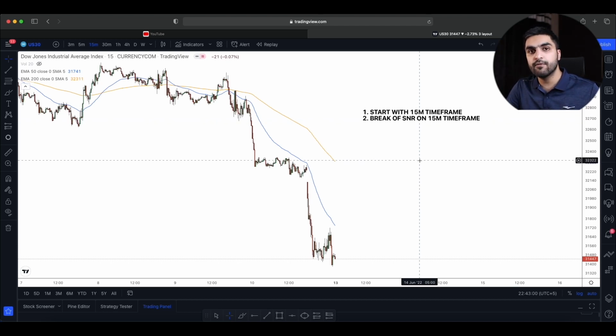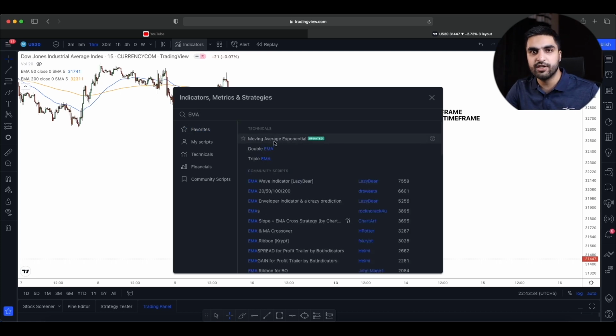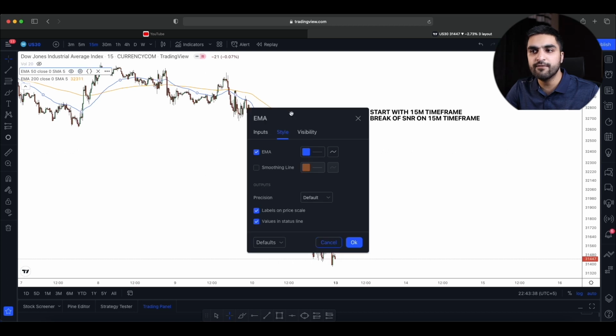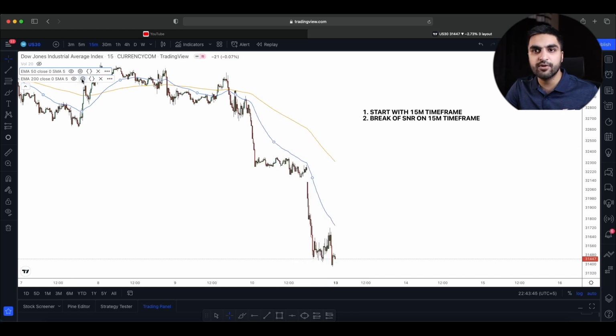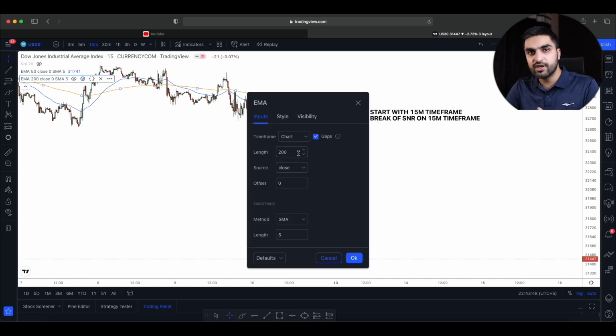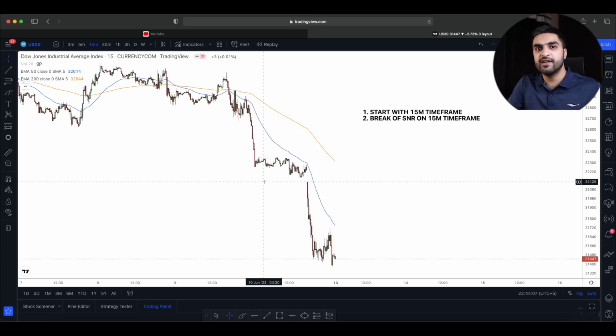Once we find the break of support and resistance on the 15-minute time frame, we have to confirm that with the help of 2 indicators. Now we will be using 2 exponential moving averages. I have already added them, but if you want to know how, go to the indicator section, type EMA, and double click on moving average exponential. Once you do that, on your first exponential moving average, you have to put 50 length, which I have already done. And then on your second exponential moving average, you're going to put 200 length, and you will have to change the color. I changed it from purple to orange just so we can identify the difference between the 50 exponential moving average and the 200 exponential moving average.